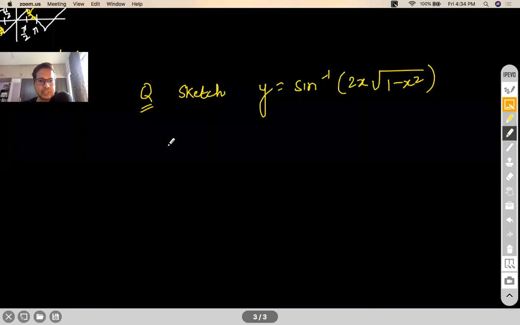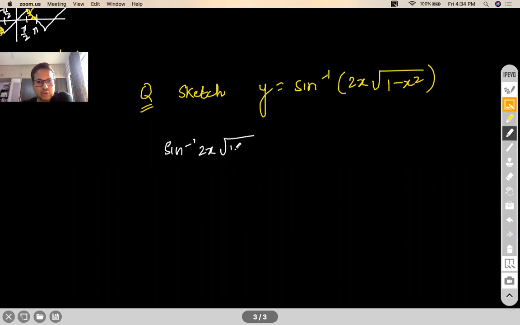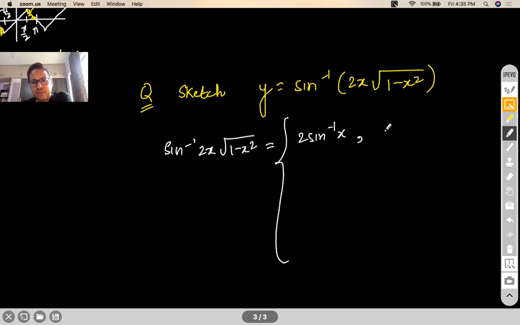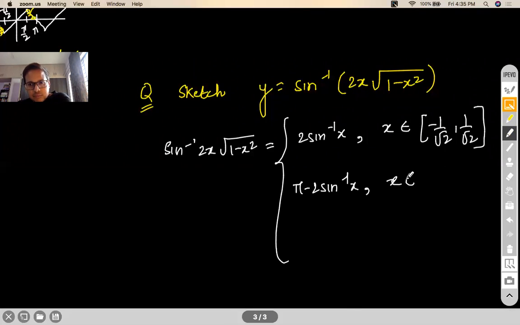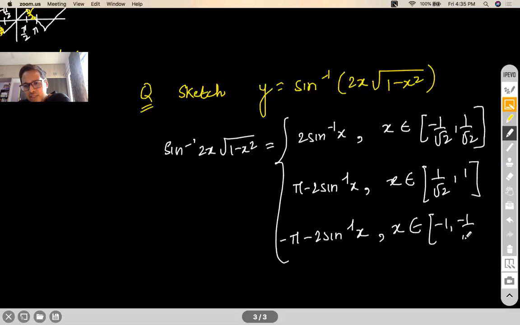All right. So rewriting this. Sine inverse of 2x under root 1 minus x square is going to be 2 sine inverse x if x lies between minus 1 by root 2 to 1 by root 2. It is going to be pi minus 2 sine inverse x if it lies between 1 by root 2 to 1. And it is minus pi minus 2 sine inverse x if it lies between minus 1 to minus 1 by root 2.